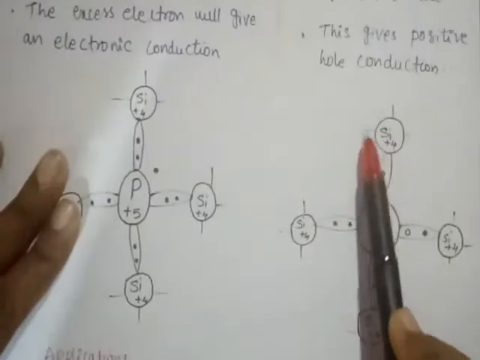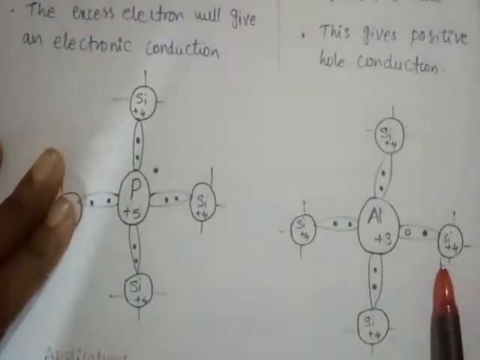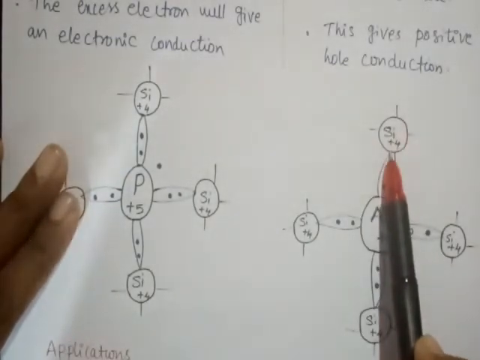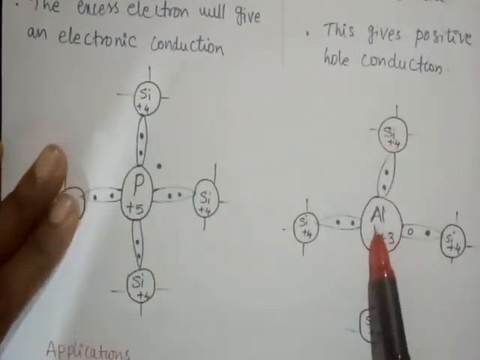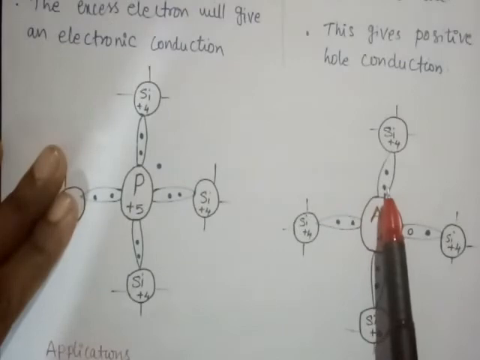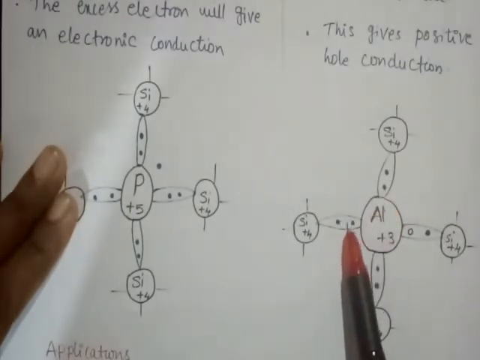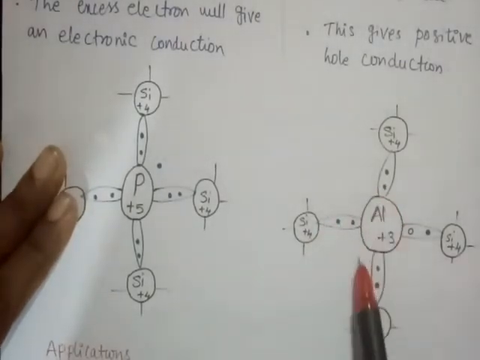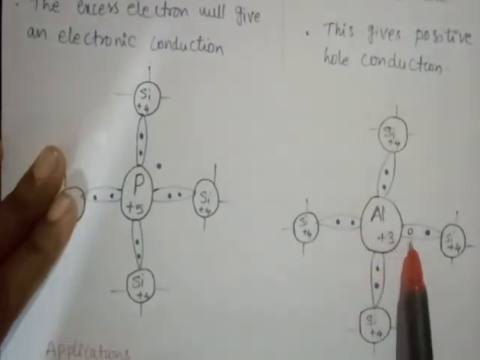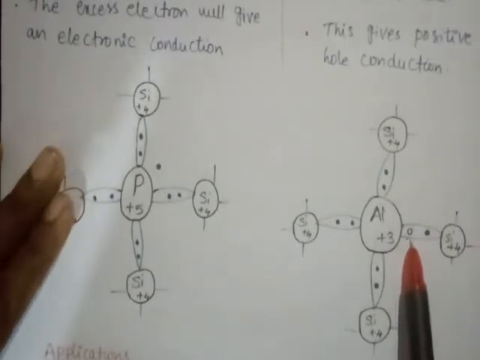So the silicon is our normal intrinsic semiconductor and its valence is 4. Okay. And when we are adding an impurity like aluminium, its valence is 3. So 3 aluminium electrons will form covalent bond with 3 other silicon atoms. 1, 2, 3. Okay. And the 4th one will be a hole. There is no electron in the aluminium, so it will appear as a hole.